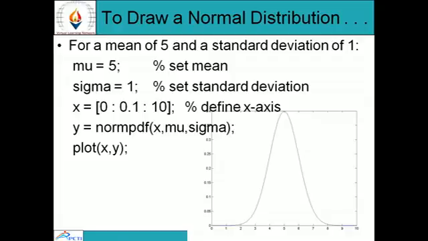Mu equal to 5, set mean; sigma equal to 1, set standard deviation; x equal to 0 to 10 in steps of 0.1, define x-axis; y equal to normal function of x, mu, sigma; plot x and y.